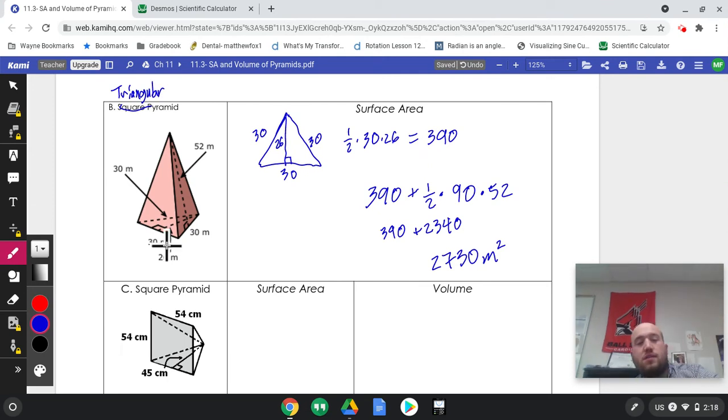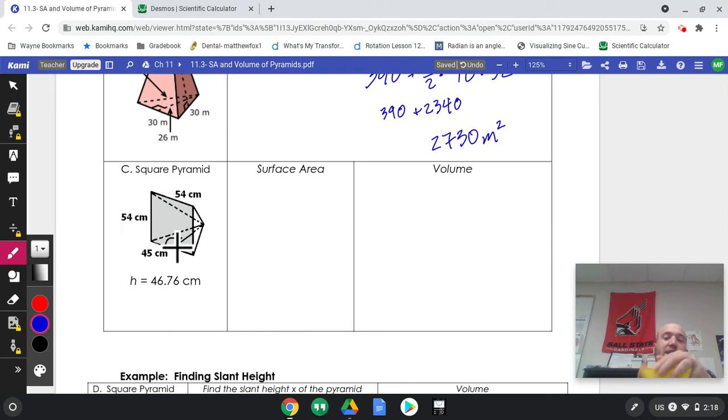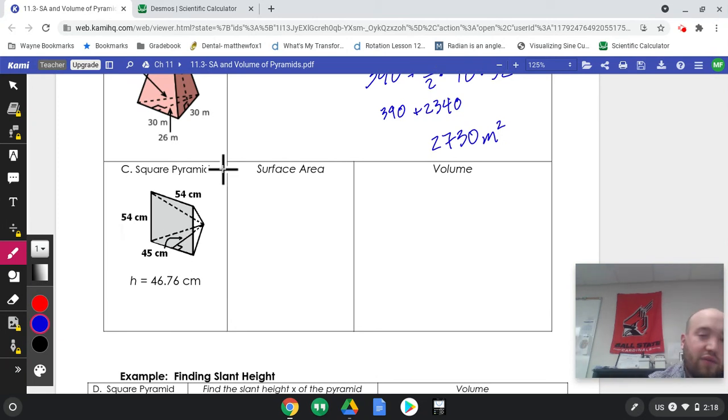All right, our next one, C, is a square pyramid, but it's on its side. Now it's important to know when it's on its side here, it still has a height. The height is the distance from the base to the top, okay? So from the base to the top, that's 46.76. So even though it's on its side, it's the same no matter how it turns. To find the area of the base, it would be 54 times 54. Each side of the base is 54, so 54 squared, which will save us some time. That's just going to be 2,916 centimeters squared.